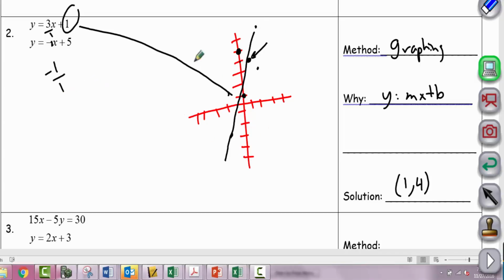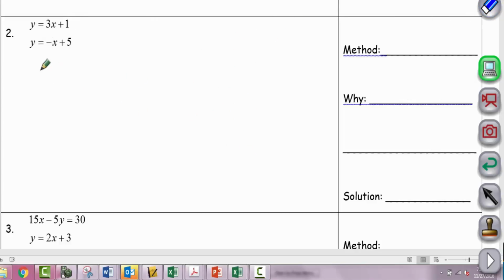Here's the other thing. Let's say you don't want to draw that graph right there kind of just out of nowhere. This is kind of a tricky thing to do, and if you're not careful with it, you'll not be able to find this intersection point right here. So the other option is, substitution is a good option for this, because you have y equals, right? So I know y equals 3x plus 1, so I can plug that into the other equation. So 3x plus 1 equals -x plus 5.